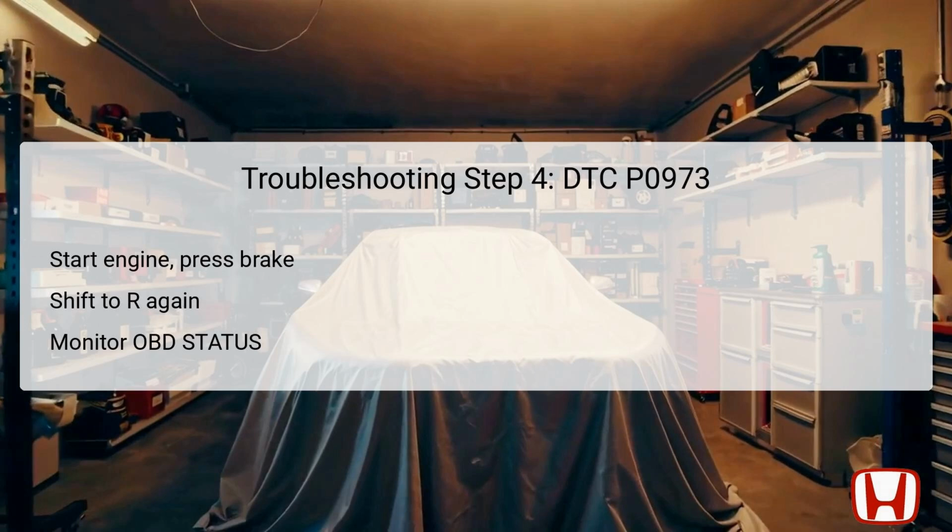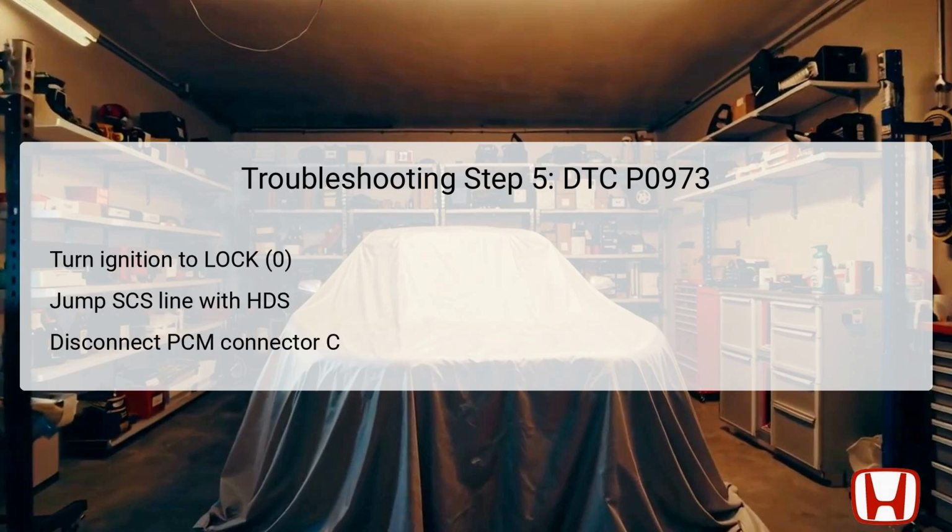To continue the troubleshooting process for DTC P0973, first ensure the ignition switch is turned to lock 0. This safety measure prepares you for handling electronic components without risk of shock or short circuits. Next, you will be jumping the SCS or Service Check Connector line using the HDS, which enables you to communicate with the vehicle's diagnostic systems in a controlled manner.